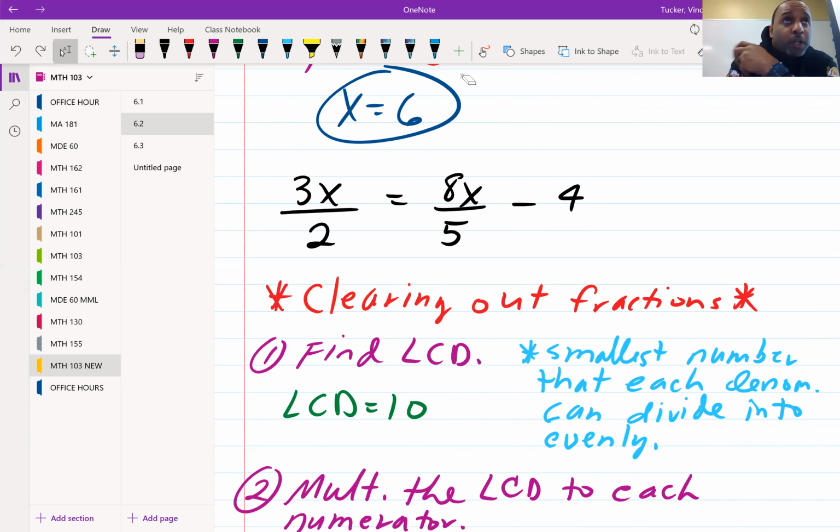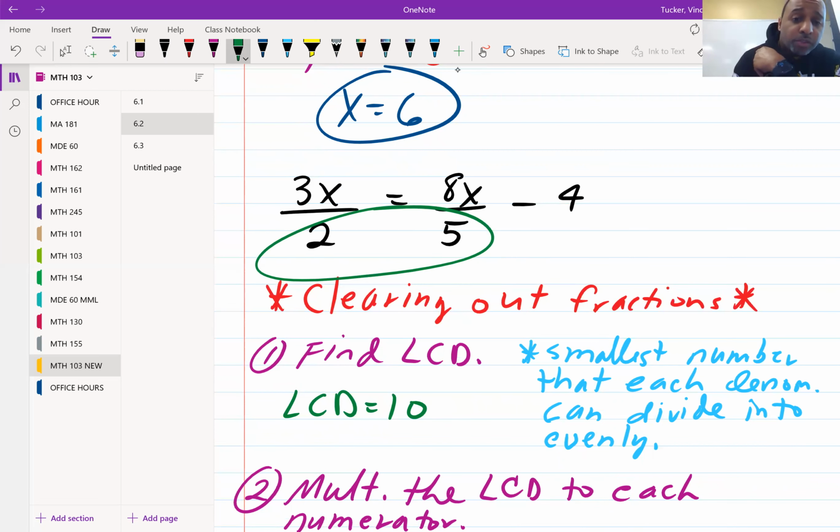First thing, if you want to clear out your fractions, is that you have to find your LCD. You notice over there in the blue, I gave you a little reminder of what that is. That's the smallest number that each denominator can divide into evenly. So our denominators are 5 and 2. So you say, what's the smallest number that both 5 and 2 can divide into evenly? And that's going to be 10. And so our LCD is 10.